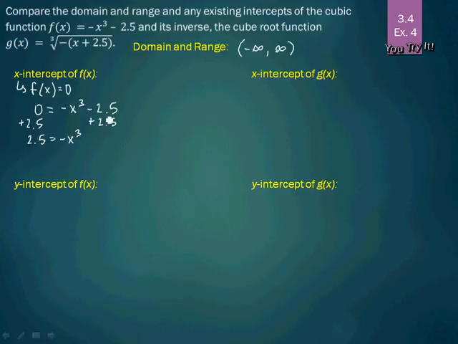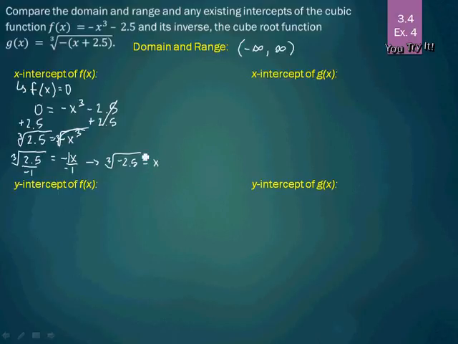Now we can take the cube root on each side, and that basically just undoes the third exponent. So we're left with just what's underneath: negative x equals the cube root of 2.5. We still have a negative x, so that's like having a negative 1 in front, so we can just divide by negative 1 on each side. So we have the cube root of negative 2.5 equals x.